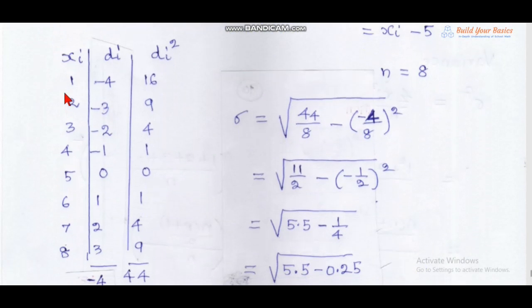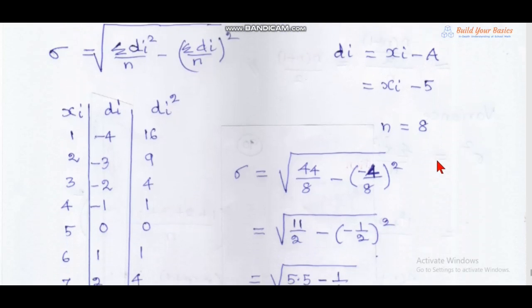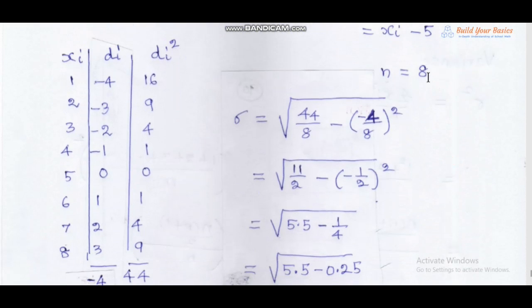Xi values 1, 2, 3, 4, 5, 6, 7, 8. Now let us take 5 as the assumed mean. That is capital A is 5. Di equal to xi minus A, that is xi minus 5. Number of items in the data 8, n equal to 8.